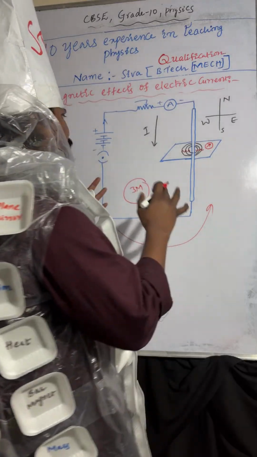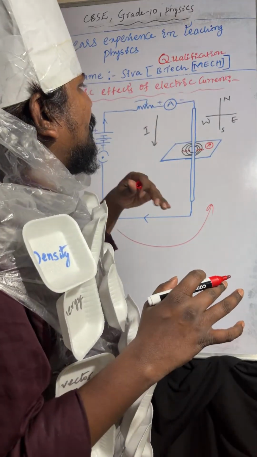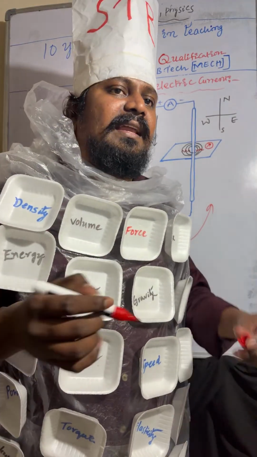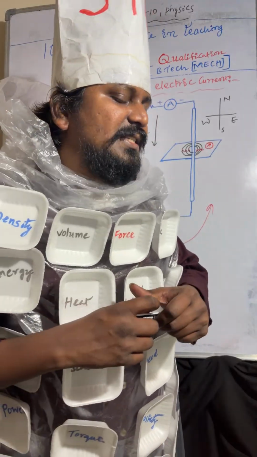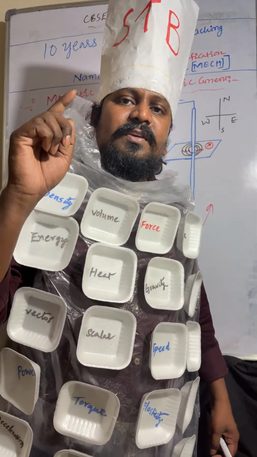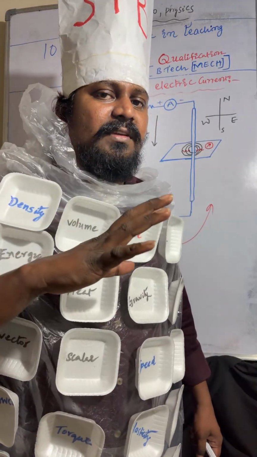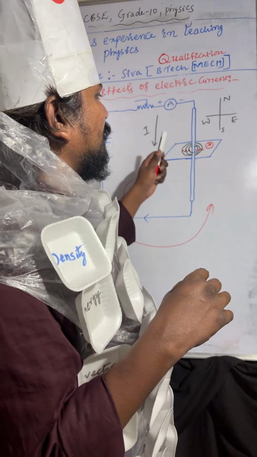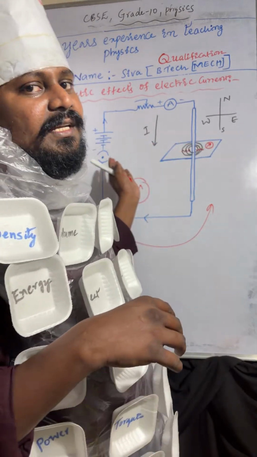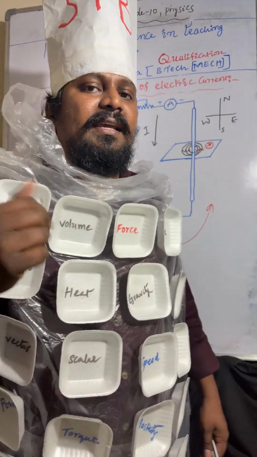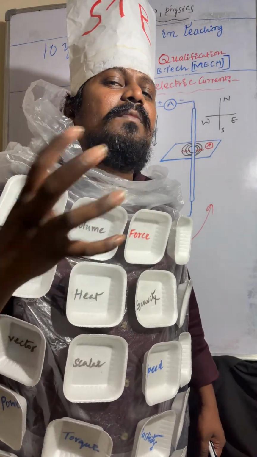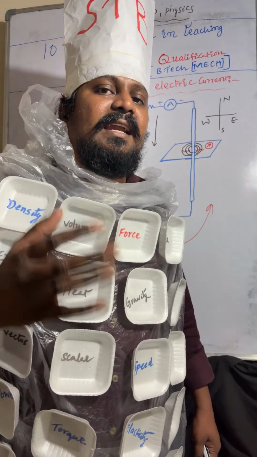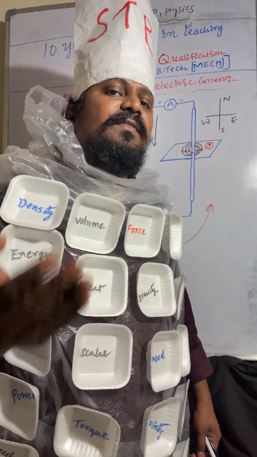Coming to the MCQ point of view, there are many MCQ points. Point number 1: if you change the current direction, the magnetic field direction also changes. If the current is moving from north to south, the deflection in the compass will be towards east. If the current is moving from south to north, the deflection will be towards west. And one more point: near the conductor there will be more magnetic field, and away from the current-carrying conductor the magnetic field is less.